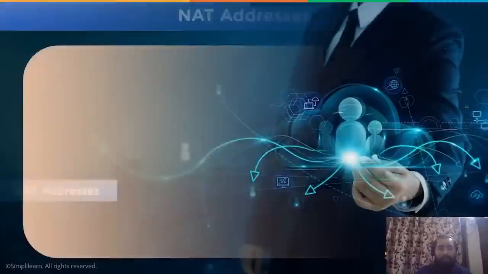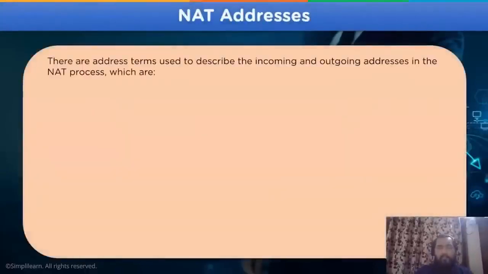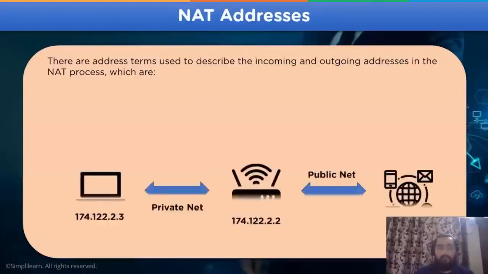NAT addresses. There are different types of terms used in the NAT process. More specifically, there is some address information that is necessary to understand the process which takes place during network translation. We will discuss them one by one. Let's take a look at the first address. Before we begin, let's take a look at the example. This is a general or simple form of the NAT translation process. We have a private network, a private device, a router, and a public network through which we can access the internet.